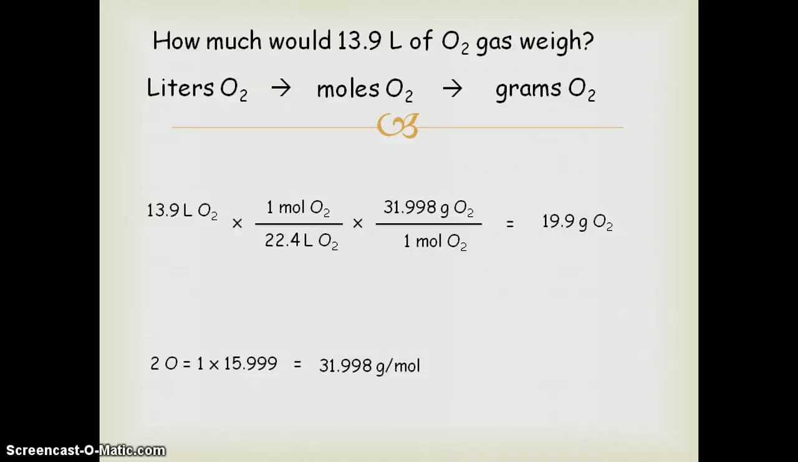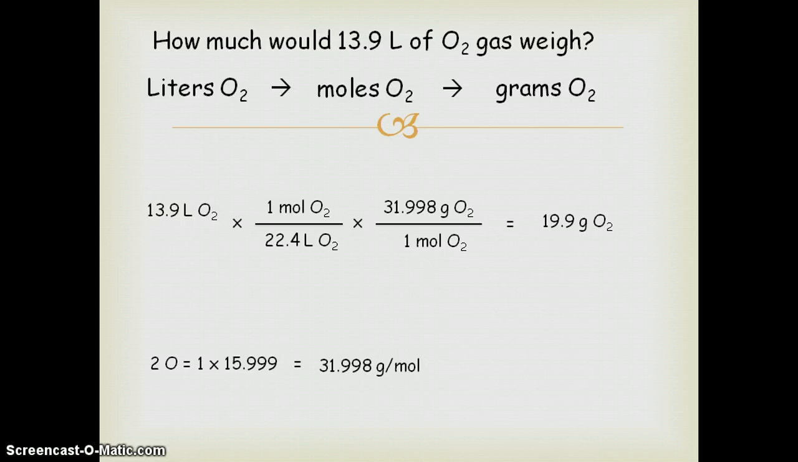19.9 grams of O2. And of course, we put that in the same number of significant digits as we had in our original information that was given to us by the problem. So you round that to 3 significant figures, and that will be your answer to that problem.